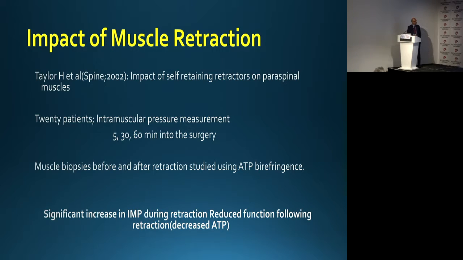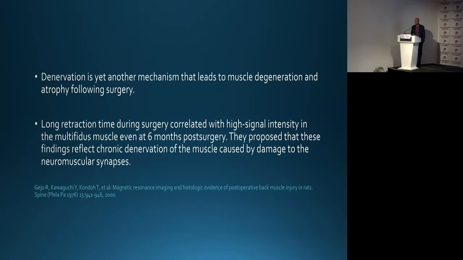Taylor then published in 2002, looking at the impact of self-retaining retractors on paraspinal muscles, 20 patients, and they measured the pressure, and muscle biopsies were taken before and after retraction. You're looking at the ATP. They showed there was significant increase in IMP during retraction, and function reduced following retraction. There was reduced ATP in their patients. So denervation is yet another mechanism that leads to muscle degeneration and atrophy following surgery.